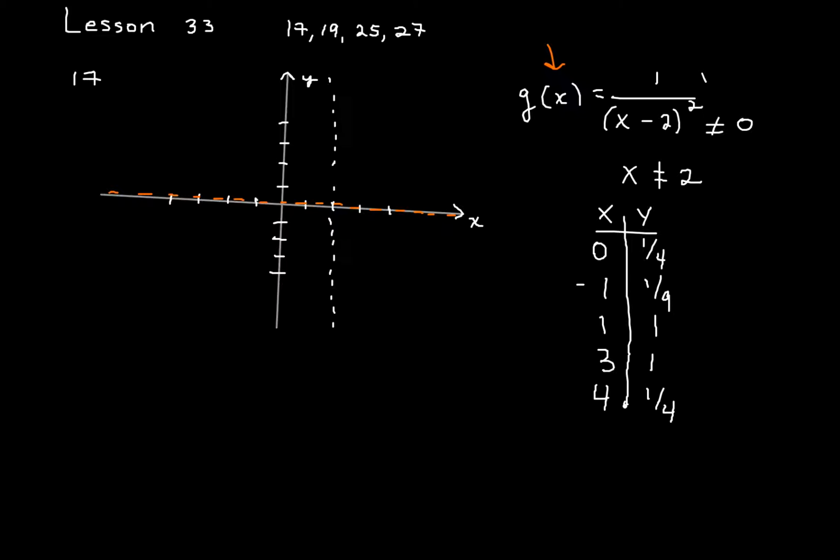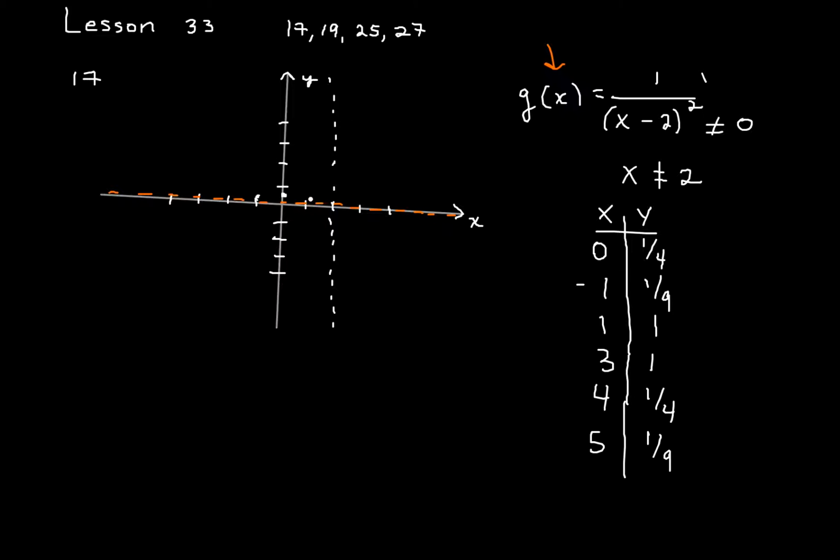So you can see it's going to be symmetrical. If we put a 5 in here, 5 minus 2 is 3, squared is going to give us another 1/9. So let's just plot those points and see what we get. So we get 0, 1/4. I didn't make my spaces very big. -1, 1/9. So it's going to start approaching the orange dotted line, but it's never going to hit it.